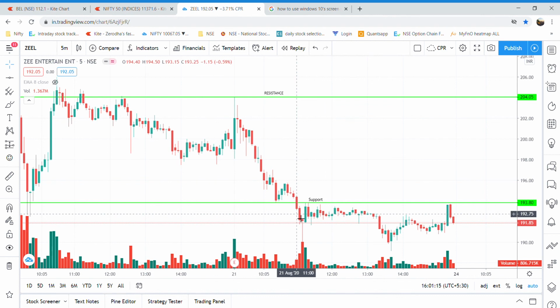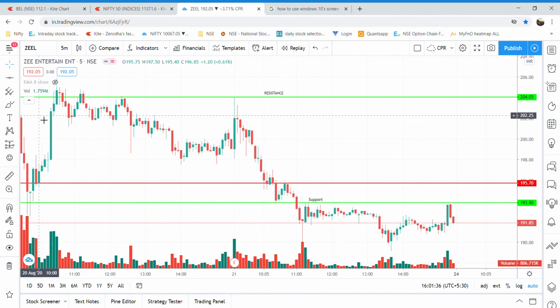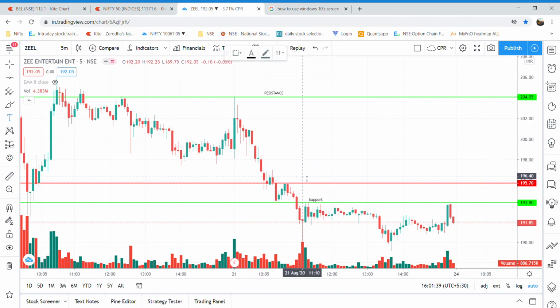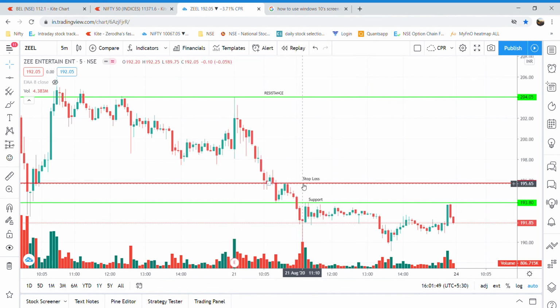Then we take a short at 193, and the stop loss would be here. So the stop loss would be at the latest swing high. Since this support line has been breached, the latest swing high is here. So this would be a resistance. So this would be a stop loss, and we take the trade here at 193.